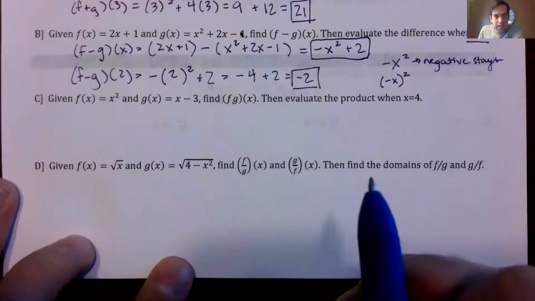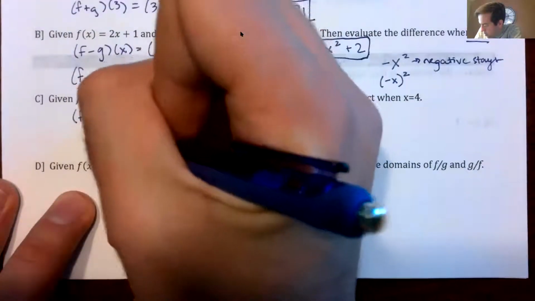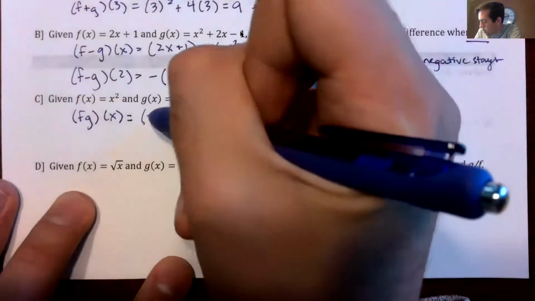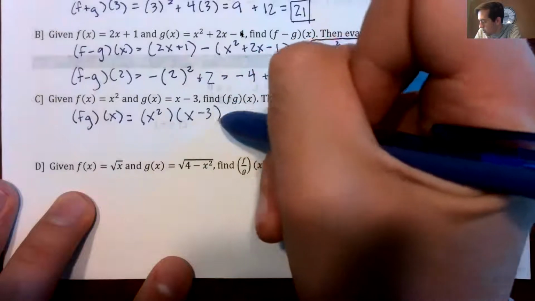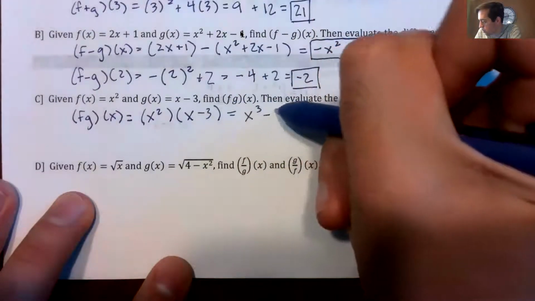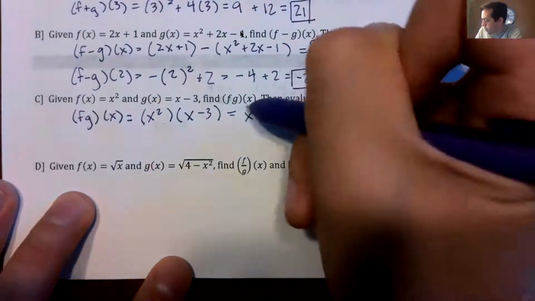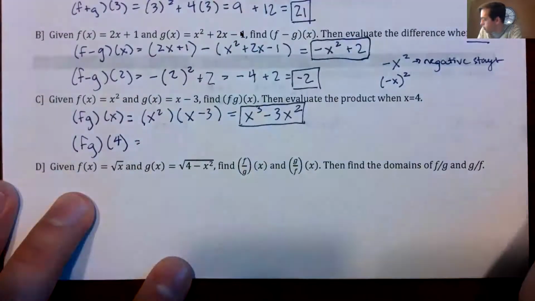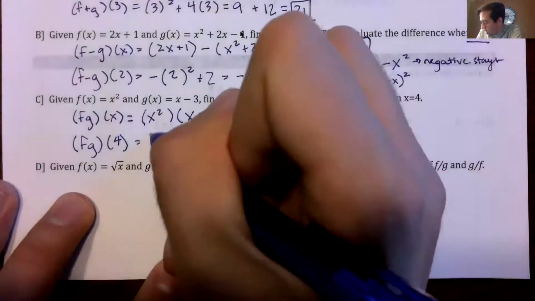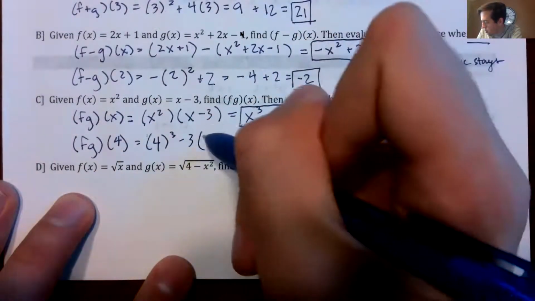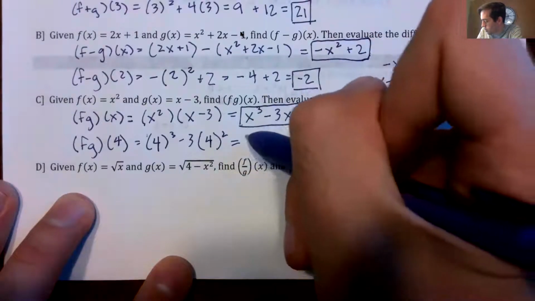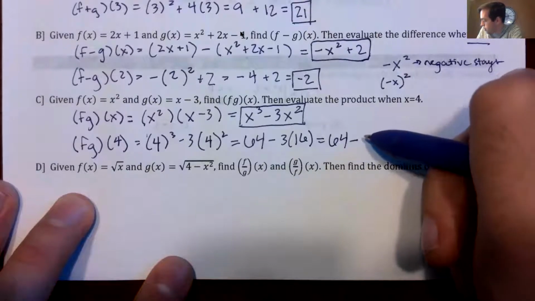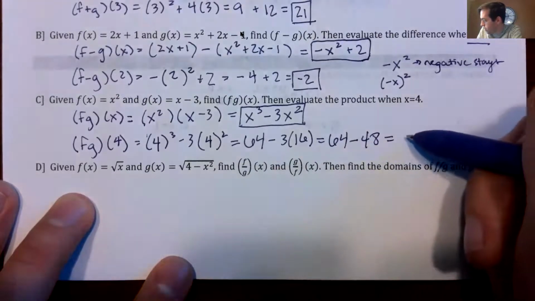Let's look at letter C. Now we're doing f times g of x. And let's see what we got here. So we're going to plug in x squared times x minus 3. And so we have to distribute the x squared, and we get x cubed minus 3x squared. Okay, so that's the product. And now we're going to evaluate when x equals 4. So we have f times g of 4. We just plug in 4 for x in what we have. So we have 4 cubed, which is 64, minus 3 times 16, which is 48. And 64 minus 48 is 16.